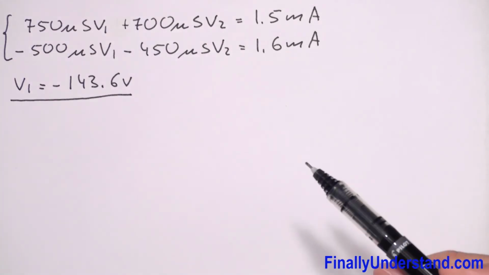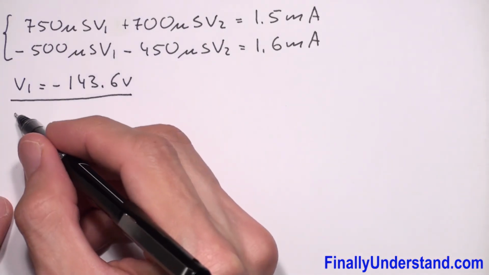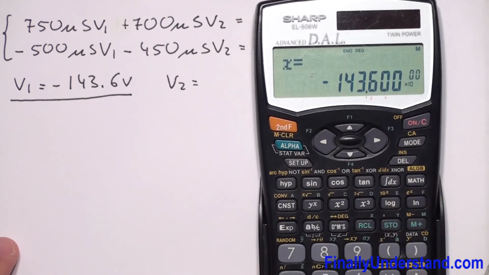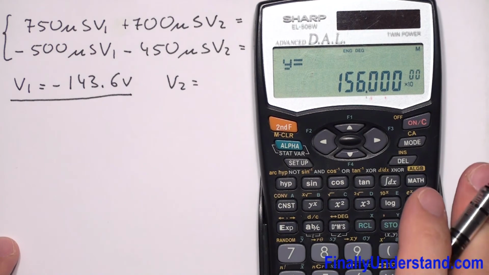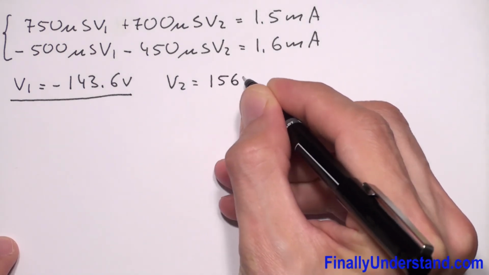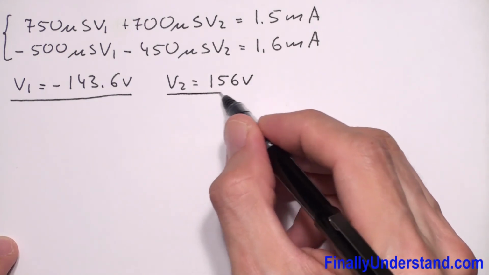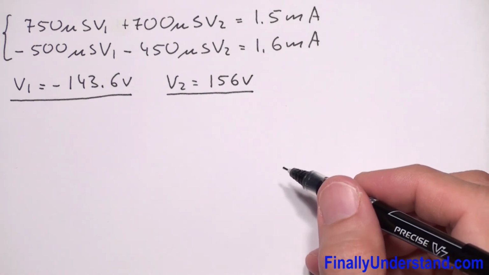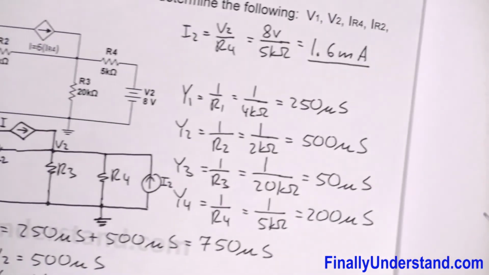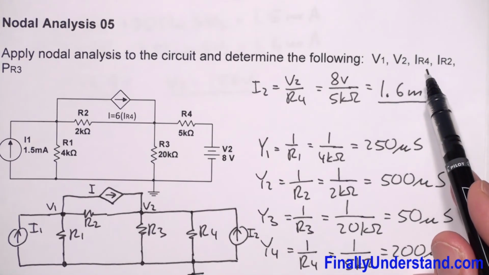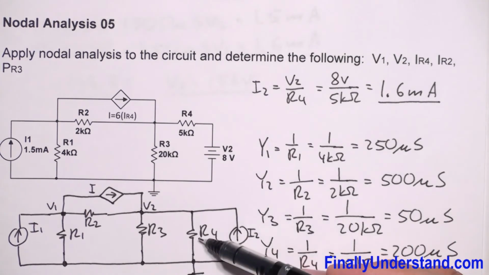Okay, so I have right now V2, let me write it down over here. V2 is equal to, my calculator shows, 156 volts. So I found V1 and V2. The problem is asking me to find the current at resistor R4. I have to find IR4. IR4 is the current which goes through resistor R4.